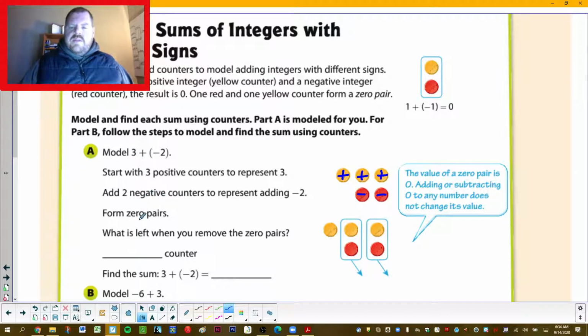with the positive ones. And then we want to do what's called forming zero pairs. Zero pairs are what we see right here when we pair up one positive with one negative. And those will actually cancel each other out. Because if you just look at 1 plus negative 1, you start at 1 and move 1 to the left, which takes you to 0. So both of these are going to take us to 0. And so what do you have left when you pair those off? You have one positive counter left.